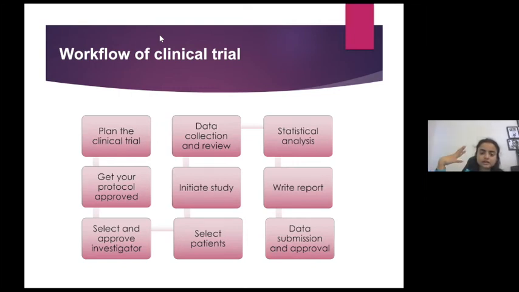You start from beginning to end. Again, it can last you decades, right? And it can be a smaller study where your patients are in the hundreds, or it can be a massive study where you have millions of patients, right?